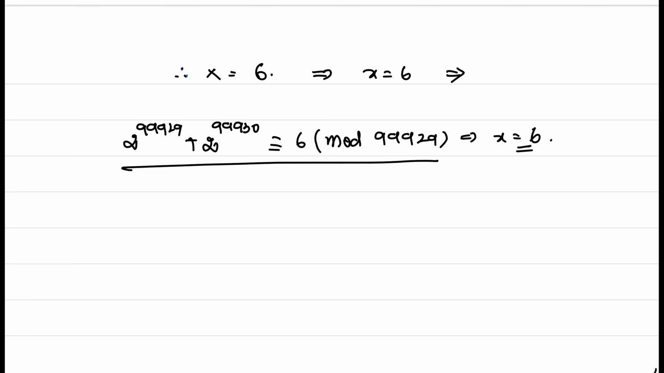and we have found 2 to the power of p minus 1 equivalent to 1 mod p. From there, we applied that Fermat equation to the given problem and we got that 2 to the power of 99929 plus 2 to the power of 99930 is equivalent to 6 mod 99929. This is the answer.